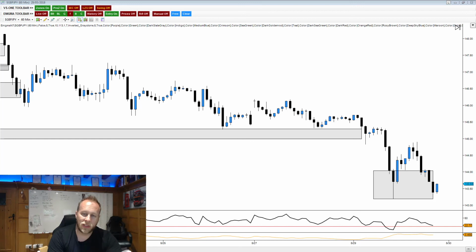Alright, so that's it. I just really wanted to show you the importance of sticking to a plan, having those rules that are going to keep you on the higher probability side of the market. Out of 4 trades, I took 1. The entry criteria was met on this one, ended up being very profitable, so stick to the plan, guys.